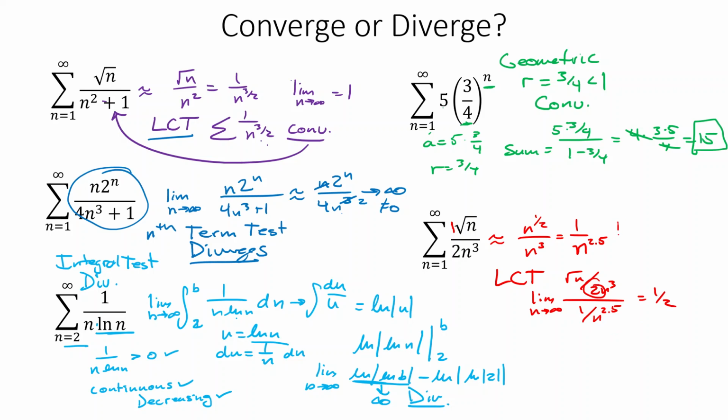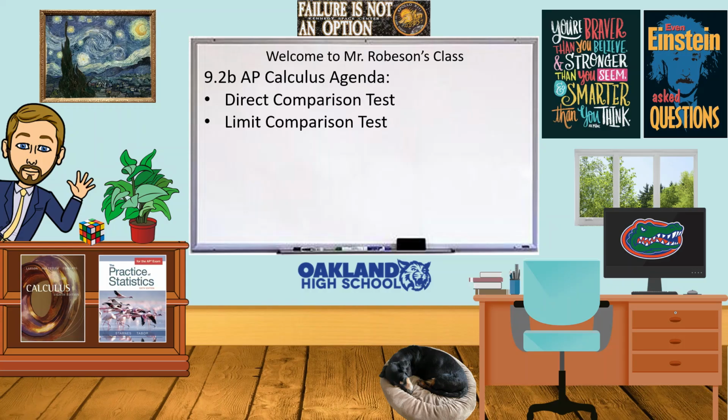And this is a p-series that converges, because p is 2.5, which is greater than 1. So that means this guy also converges by the limit comparison test. I really like that limit comparison test. I mean, we could have actually done direct comparison for this one, but I just like the limit comparison one better. All right, and that is it for this one.